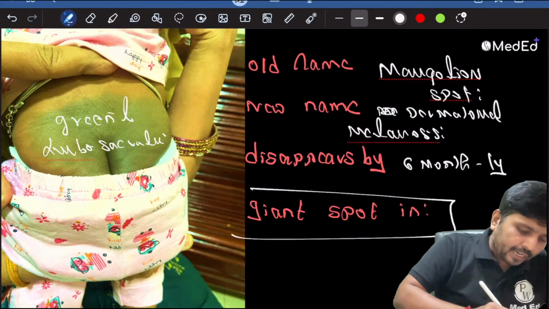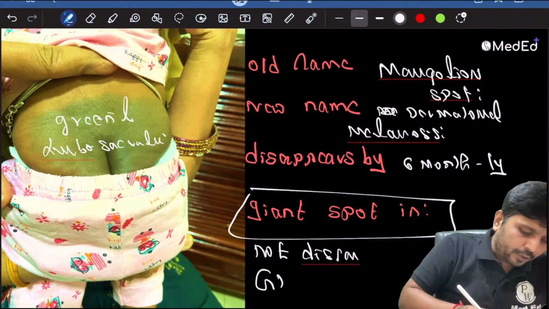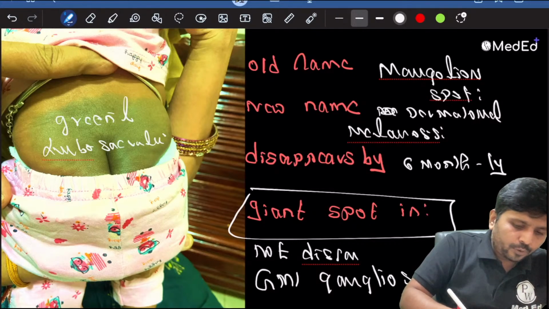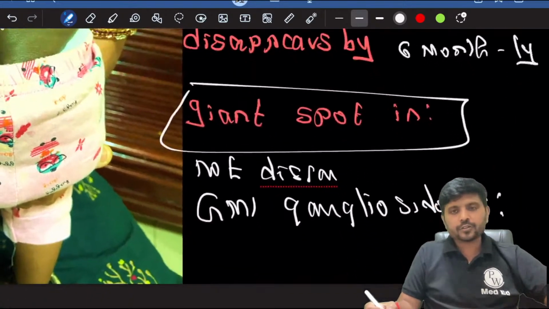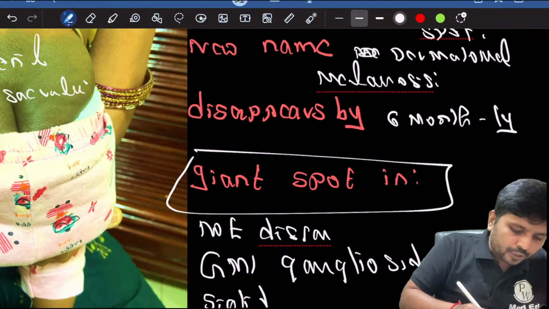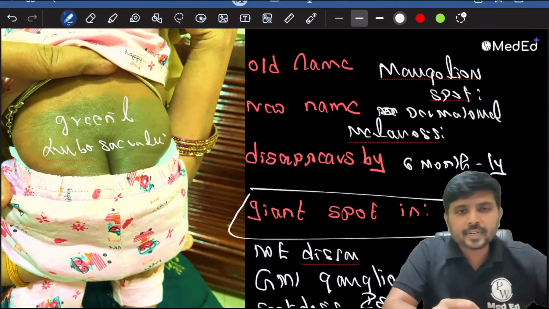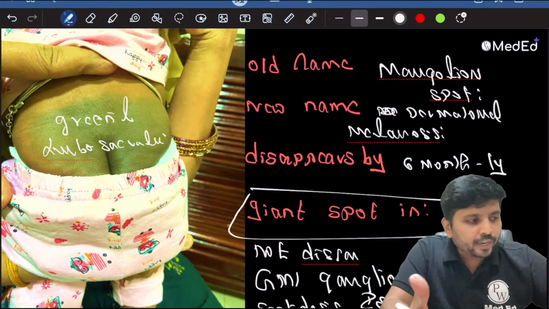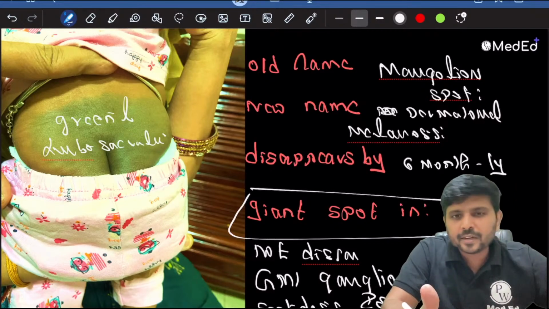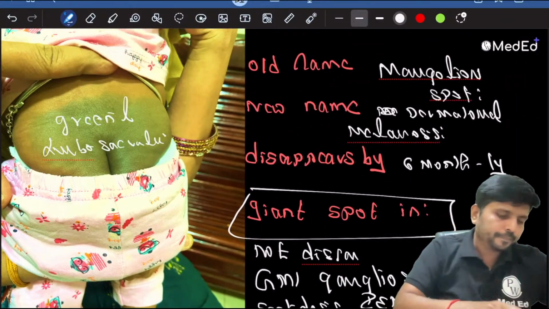When it is giant and not disappearing, it can be due to GM1 gangliosidosis, or it can occur in sialidosis. Both are inborn errors of metabolism. So don't think that every time a Mongolian spot is normal. If it is giant and doesn't disappear, think in terms of inborn errors of metabolism. That's all.